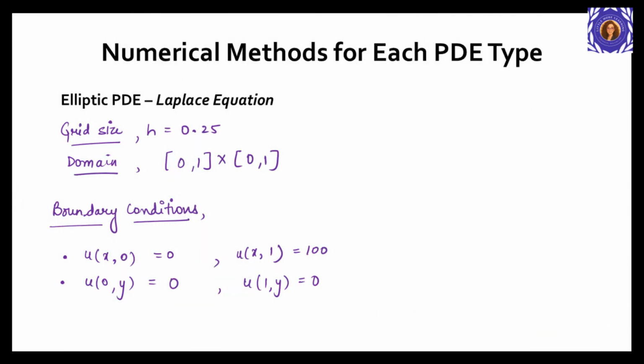Here also a quick example where we have a grid size of h equals 0.25 and a domain of (0,1) cross (0,1). And the boundary conditions are as shown. The first one is equal to 100 and the second one equals 0. Initialize the grid and iterate using the 5-point formula until convergence and you will get the desired solution.